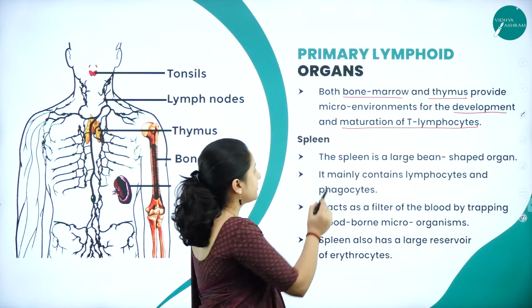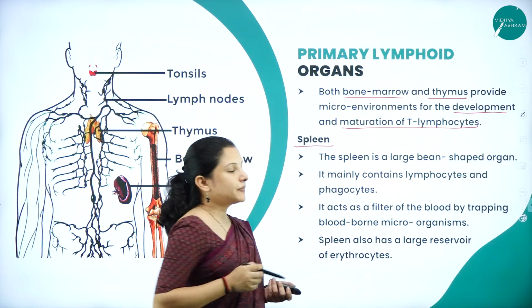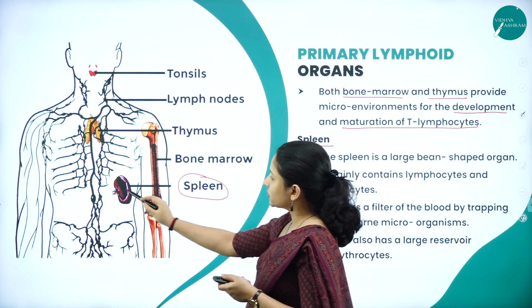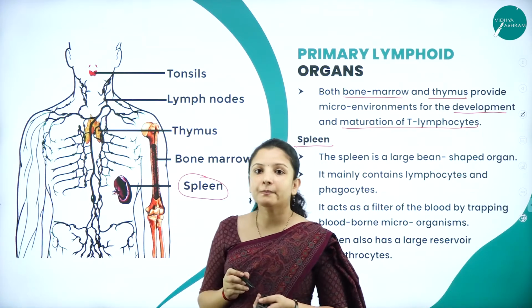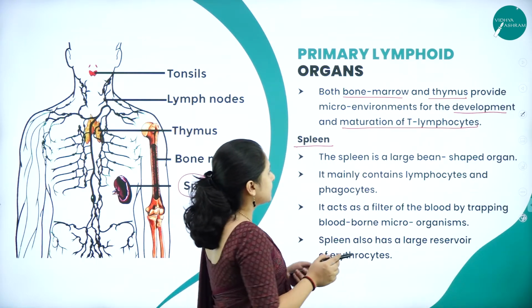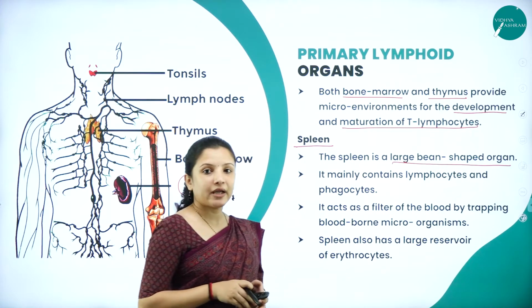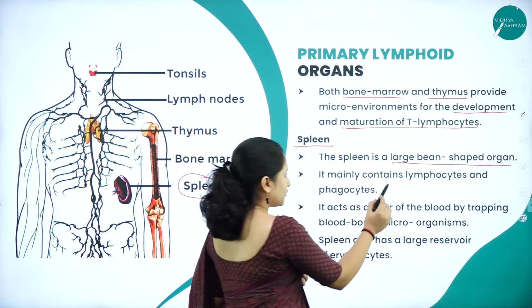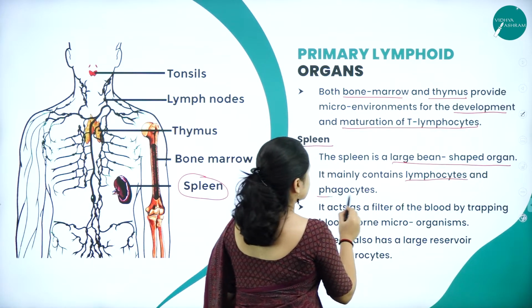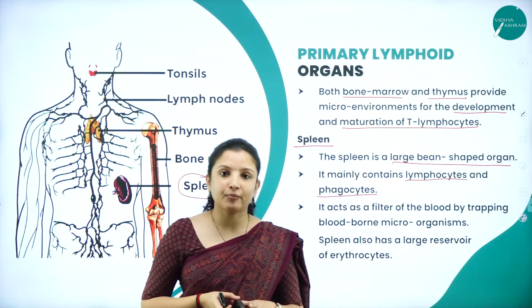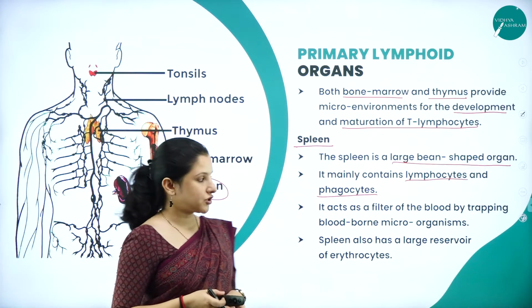Next, talking about the spleen. The spleen is a large bean-shaped organ. If you can see here, the shape of the spleen is like a bean seed. It mainly consists of lymphocytes and also phagocytes. So what are phagocytes? They are the cells which are capable of engulfing pathogens.